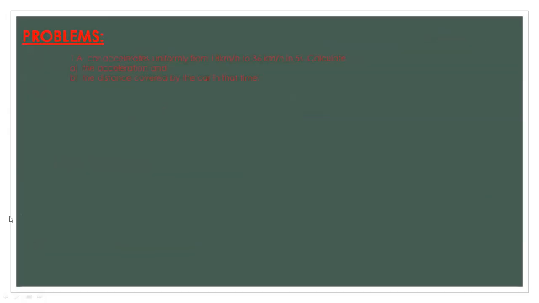The first problem is: a car accelerates uniformly from 18 km per hour to 36 km per hour in 5 seconds. Calculate, first, the acceleration of the object. Second, the distance covered by the car in that time. Okay, for this we have a solution.